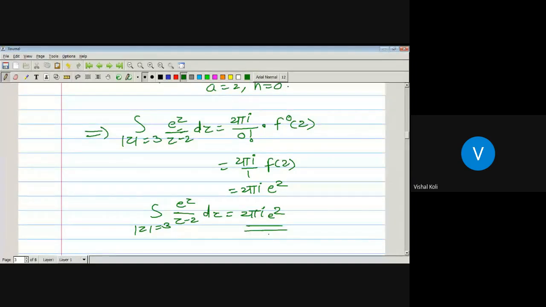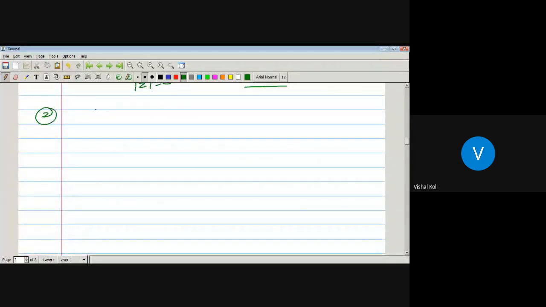Okay. Similarly, find out the integral over the curve C, modulus of z minus i equal to 1, of z cube minus 6 divided by 2z minus i dz. Find out its integral value. What is the singular point here? This will be a circle with center at i and having radius 1.